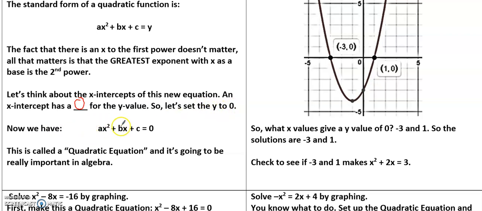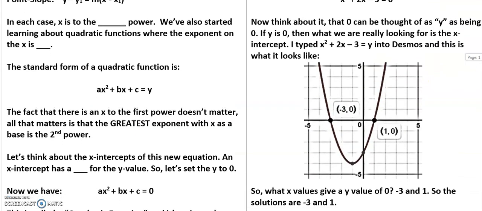Now we have ax squared plus bx plus c equals 0. It's no longer a function in that we no longer have 2 variables, an input and an output, but this thing has a special name. This thing, ax squared plus bx plus c equals 0, is called a quadratic equation. It's going to be really important in algebra. We're going to study a lot about what this quadratic equation is all about. Now, why is a quadratic equation important? Well, we're going to go over one reason today.